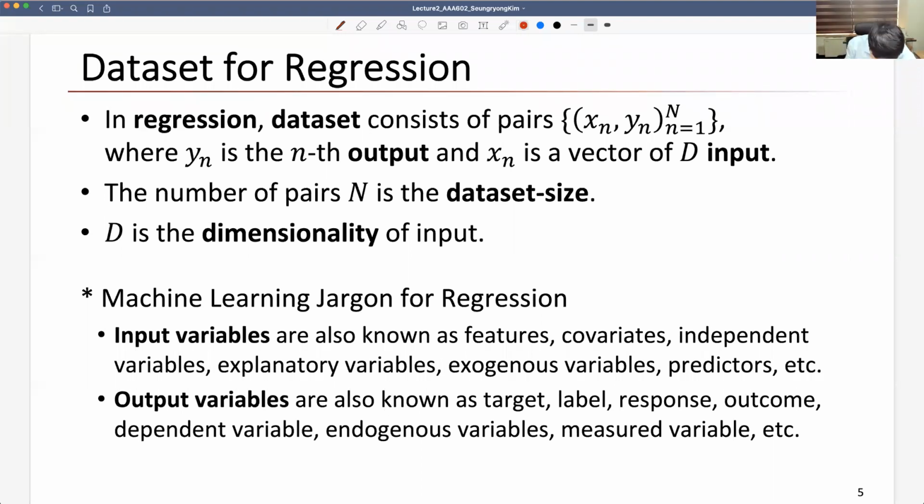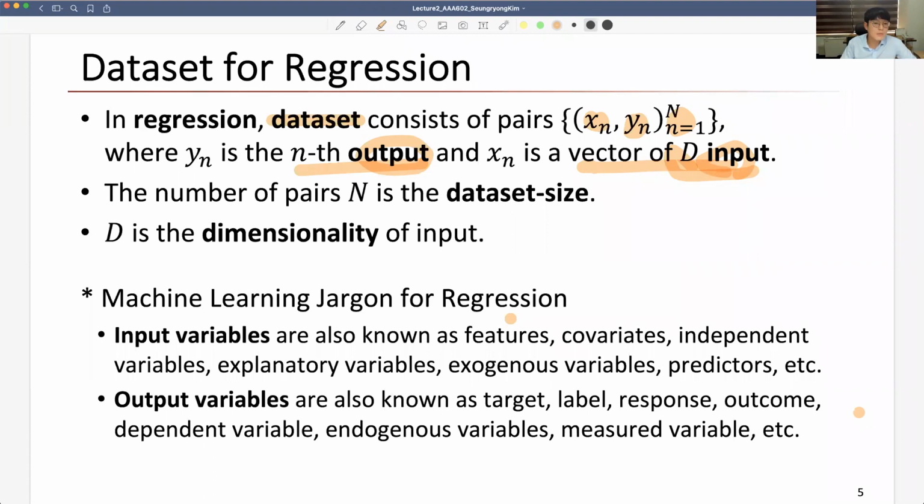So first of all, the data set, the regression data set, consisting of the xn and yn from n is equal to 1 to the large N, right? Here, yn is the output, and xn is the vector of the d-dimensional input. So when we're considering the training data set, we have to define what is the input and what is the output.